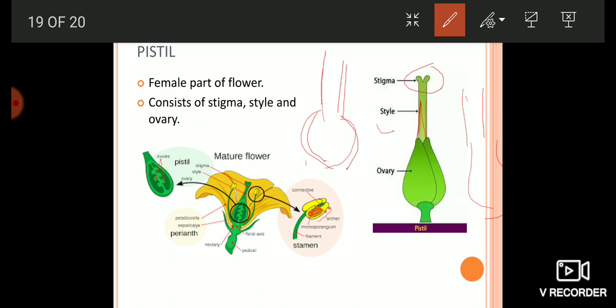So here you can see bead-like structures called ovules. So inside the ovary there is a presence of ovules. In some plants, when the flowers mature, the ovary transforms into fruits and the ovules become seeds. Then the stalk of a flower is called pedicel.